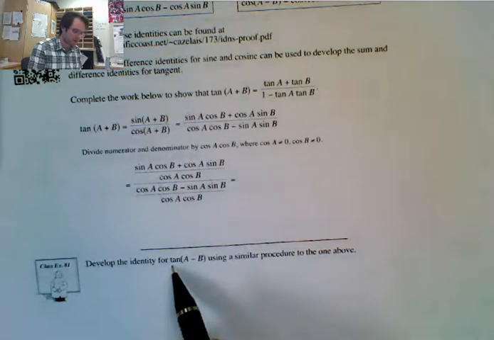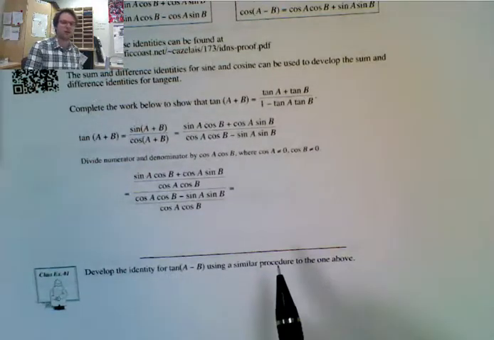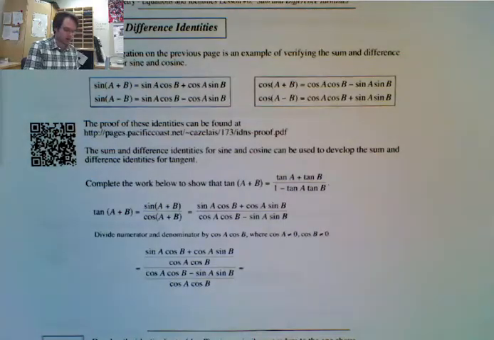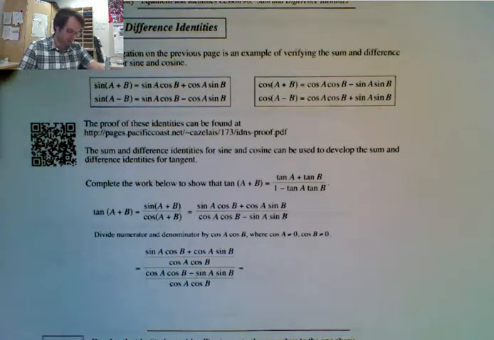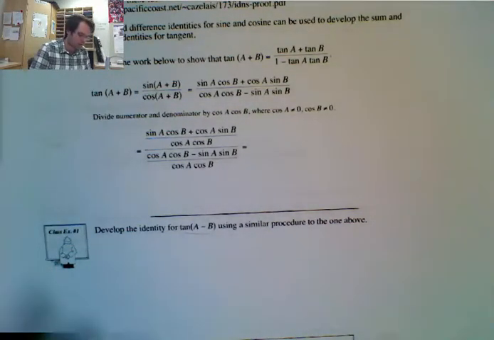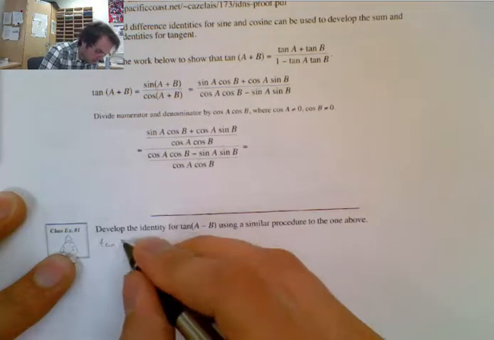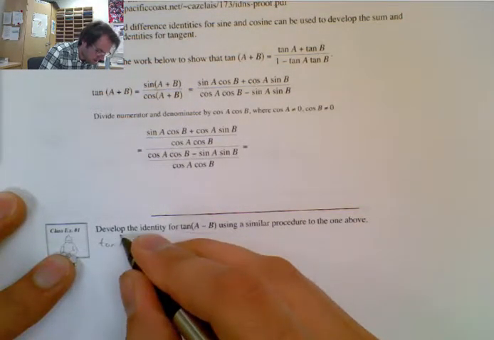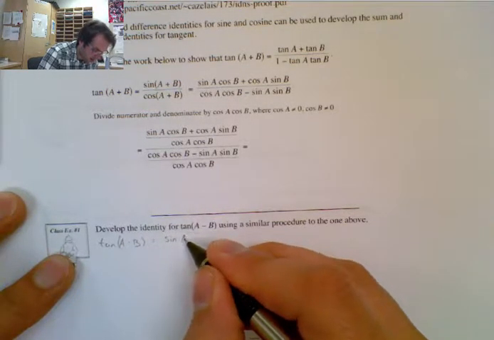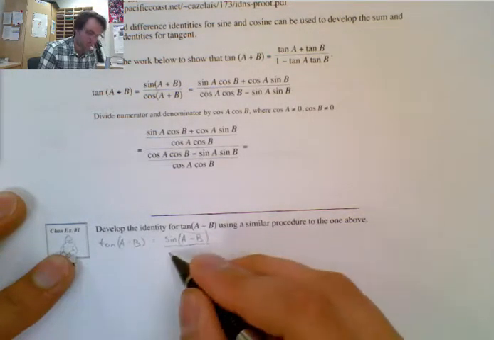It wants us to develop the identity for tan(A - B) using a similar procedure as above. I'm going to follow this procedure and develop this formula. Let's take a look. We know that tan(A - B) is the same thing as sine(A - B) all over cosine(A - B).